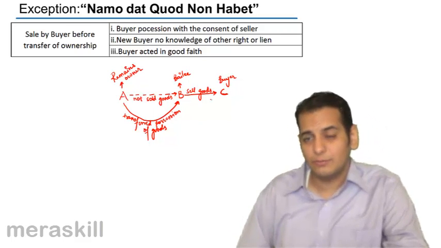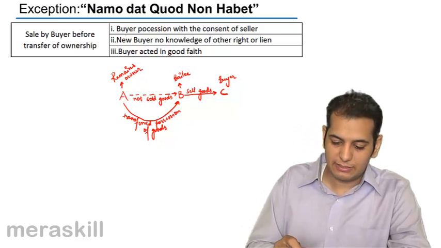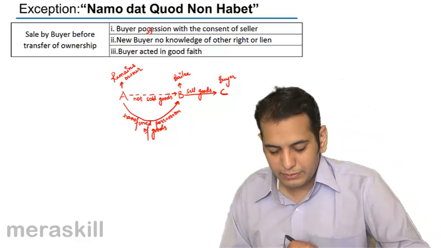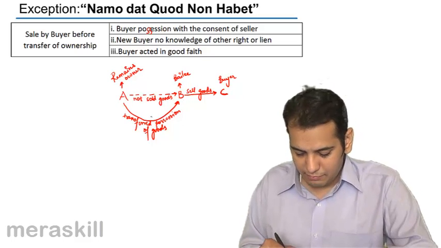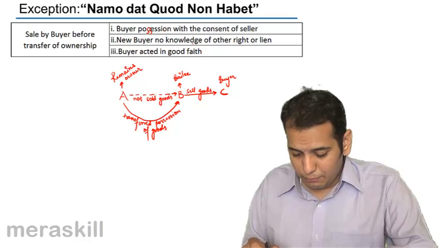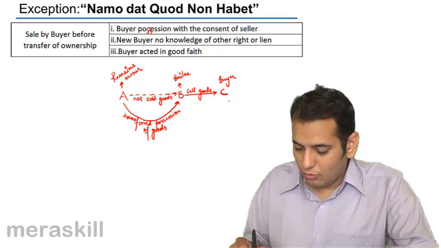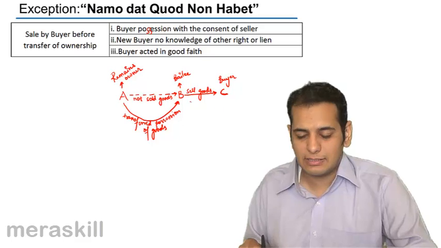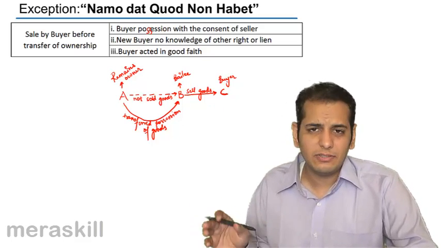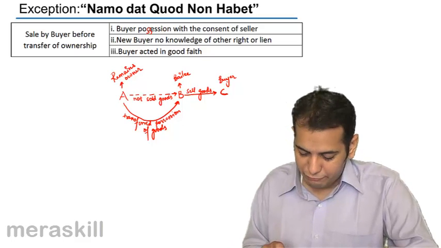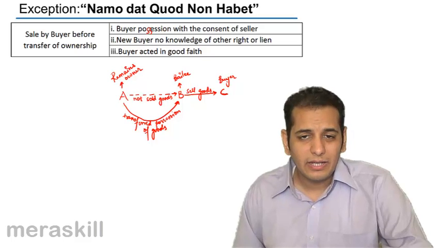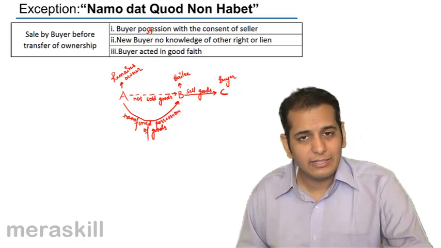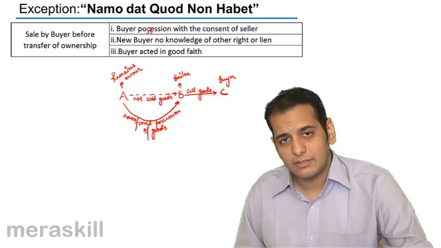Now C will become the real owner of the goods if these conditions are satisfied. That is, the buyer should be in possession with the consent of the seller. That means A has delivered the goods to B. The new buyer has no knowledge of the other's right of lien. Now C does not have any knowledge of the transaction that has happened between A and B. He does not know if B has taken goods on lien or as a bailee. What is the transaction between A and B? C does not know. And he has acted in good faith.